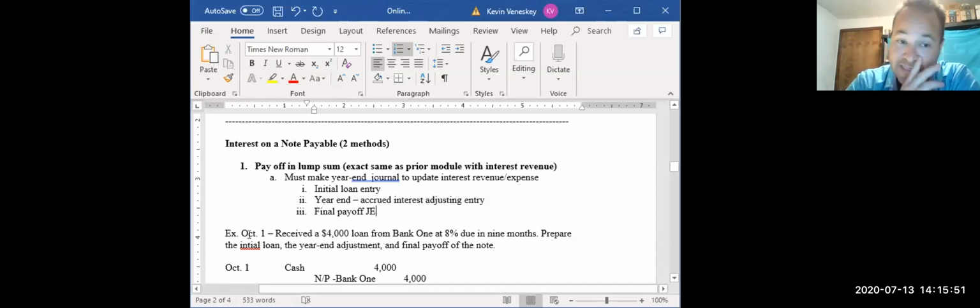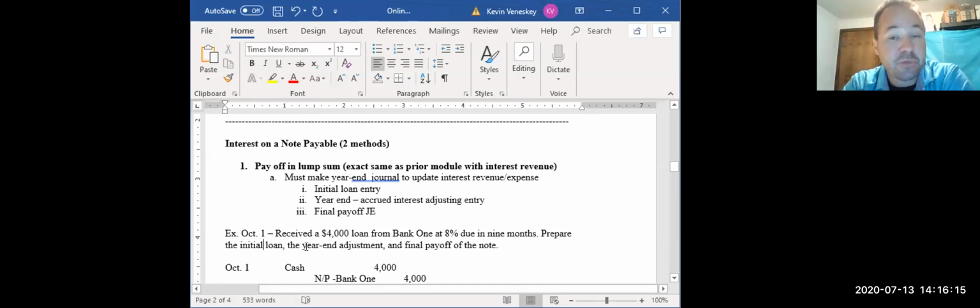All right, so here's my example. October 1, we received a loan from Bank One. It was an 8% loan, and it's due in 9 months, so due by the end of June. We're going to prepare the initial loan, the year-end adjustment, the adjusting entry to calculate interest, and then we're going to pay off the note. All right, so our initial journal entry to get the loan going is really simple.